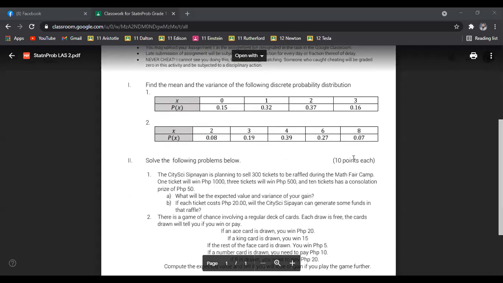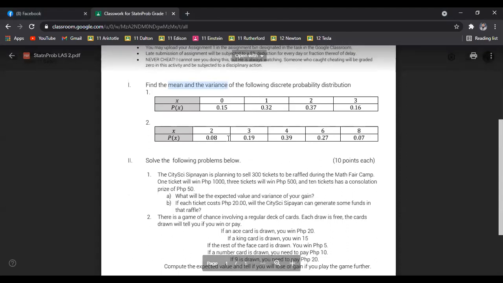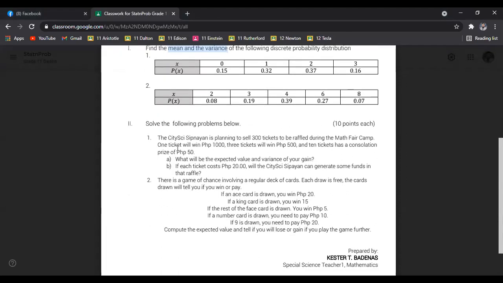Okay, for your last two, ito class, meron tayong two, discrete probability distribution. Okay, so find the mean and the variance. Ayan siya ha, dalawa lang yan. Tapos sa number 2 naman, solve the following problems below. O alam niyo na, solving problems, polya agad yan.